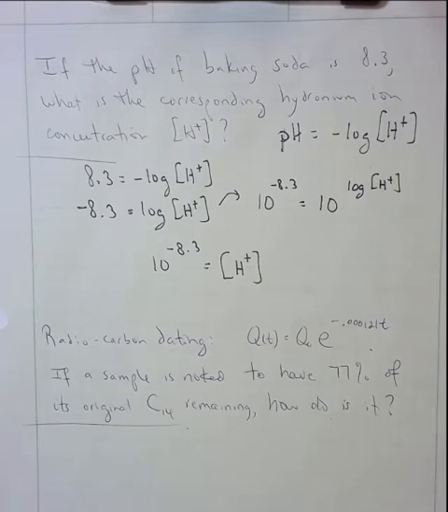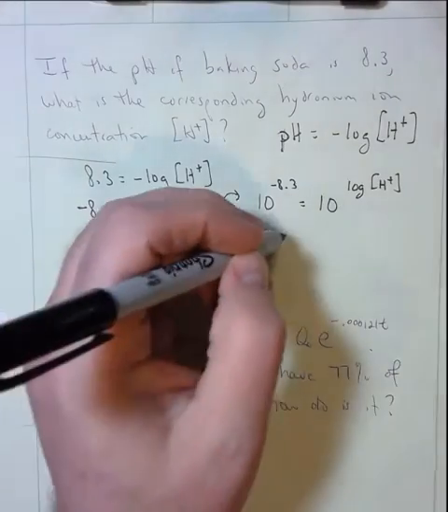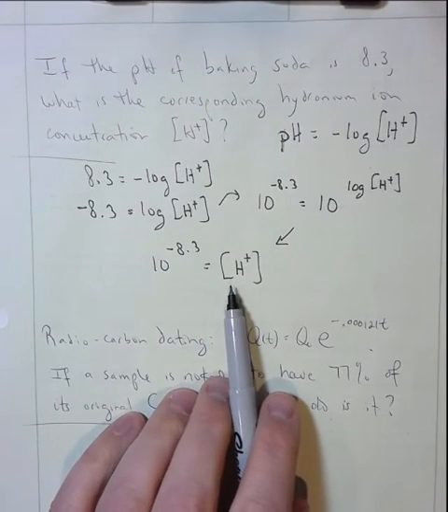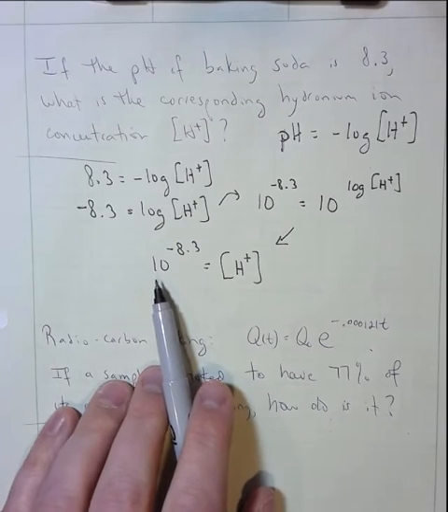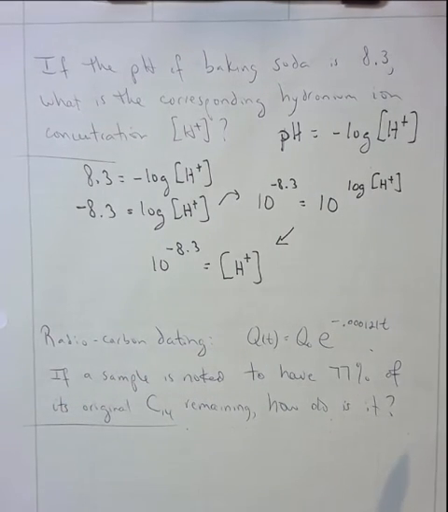So I'm applying the exponential function, which is the inverse of the logarithmic function. And the whole point of that is for these two inverse functions to eliminate each other. And so when the 10 and the log eliminate each other, we are right back there. And so the concentration of hydronium ions is 10 to the negative 8.3. And if you want to see that out in its decimal form, just go push some buttons on a calculator. It's a very tiny number.